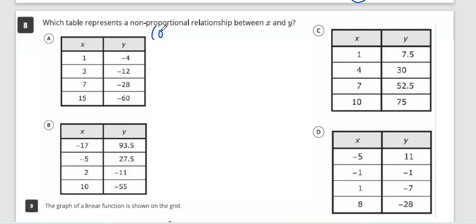Non-proportional. This one means it goes to the origin. It also means one number. Now, the proportional ones cross multiply. Okay, cross multiply here and here. That gives you what? Negative 12. Here, negative 12. So I can cross multiply and it gives me the same answer.